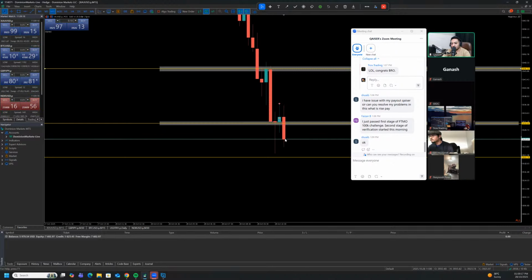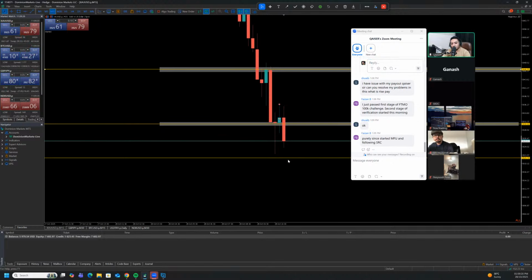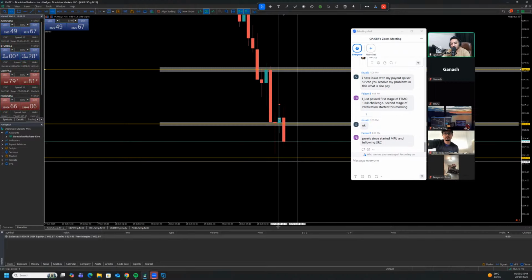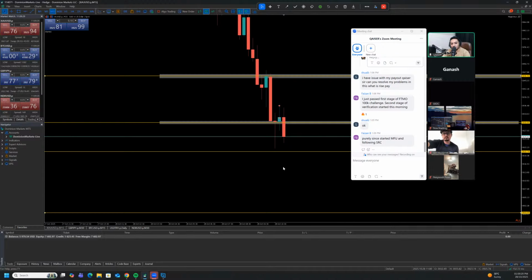Just waiting for this candle to be closed. If this 15 minute candle closes below this support area, a huge sell is going to happen. It's very important to see how this candle is about to close. Very important.